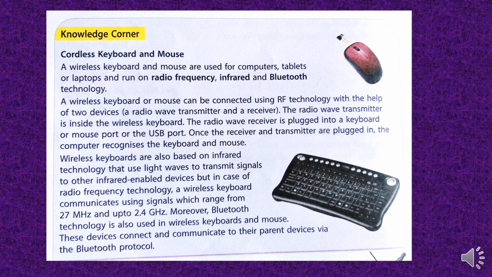Nowadays cordless keyboard and mouse are also used by a mass number of people. A wireless keyboard and mouse are used for computers, tablets or laptops and run on radio frequency, infrared and Bluetooth technology. A wireless keyboard or mouse can be connected using radio frequency technology with the help of 2 devices, a radio wave transmitter and a receiver. The radio wave transmitter is inside the wireless keyboard. The radio wave receiver is plugged into a keyboard or a mouse port or the USB port. Once the receiver and the transmitter are plugged in, the computer recognizes the keyboard and mouse.